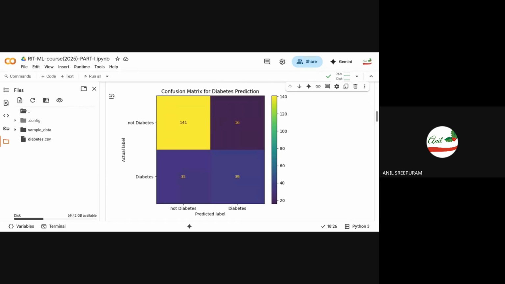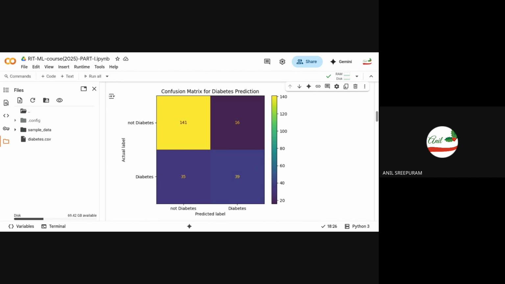That means in the training data, 141 samples were actually in the non-diabetic category, and your model is also predicting them as non-diabetic. So the model is doing well for those 141 samples. That is top left. Now look at the bottom right. There, 39 samples were actually diabetic, and the model is also predicting them as diabetic. That means that 39 is also a correct prediction.